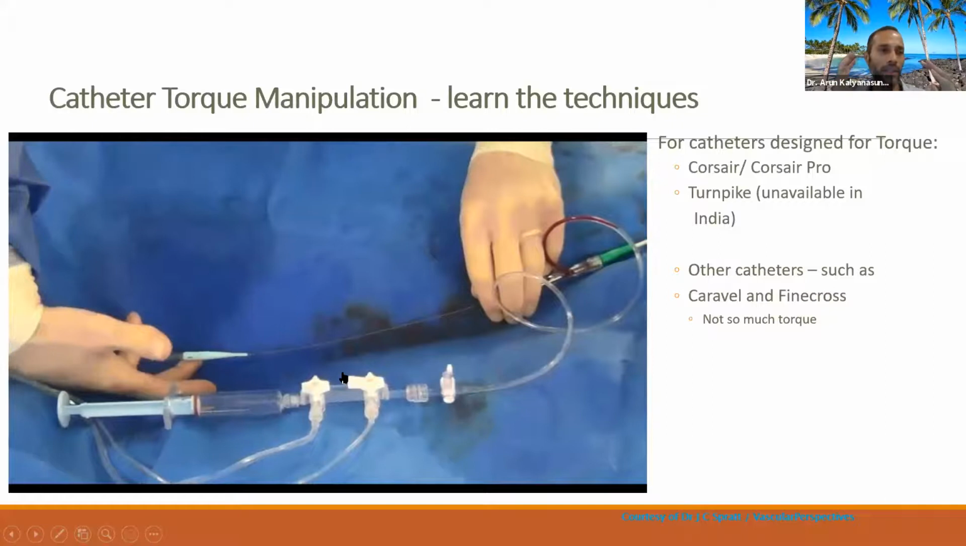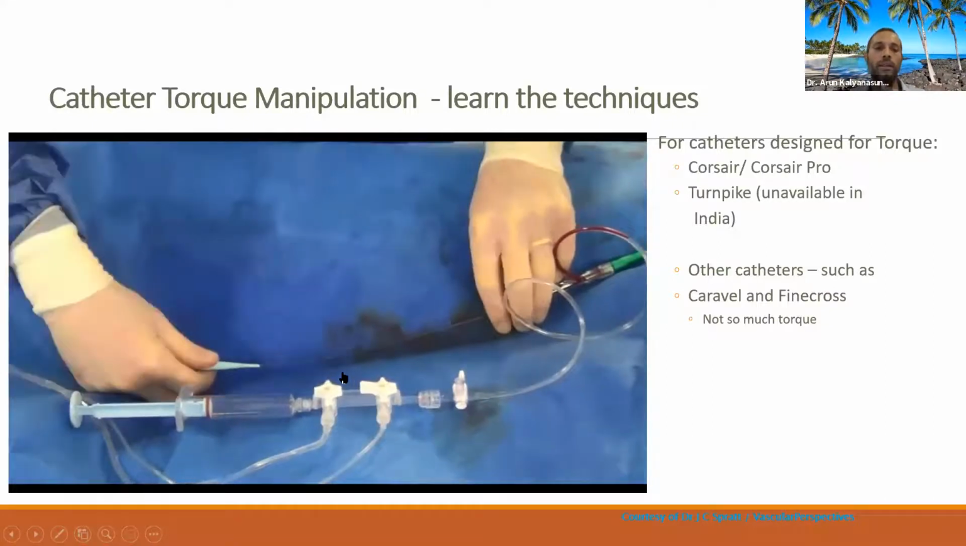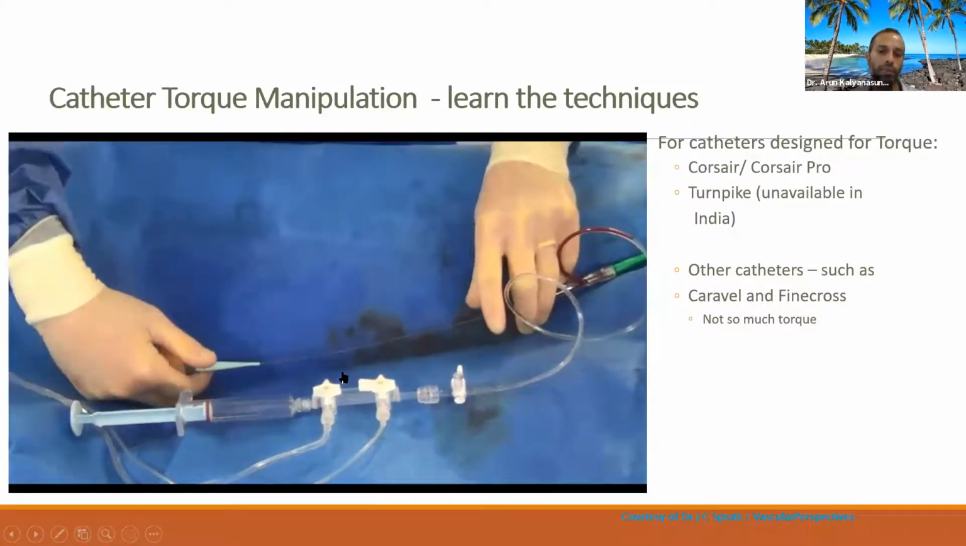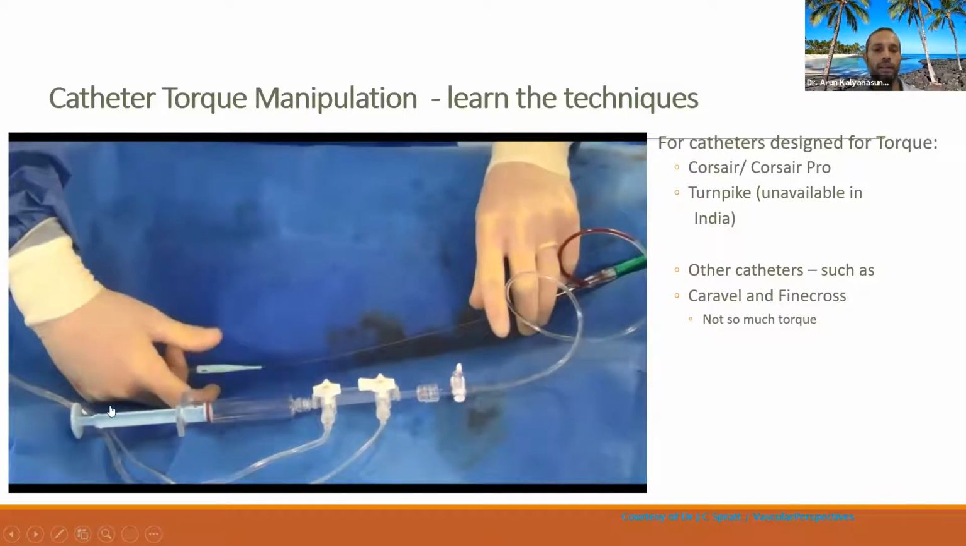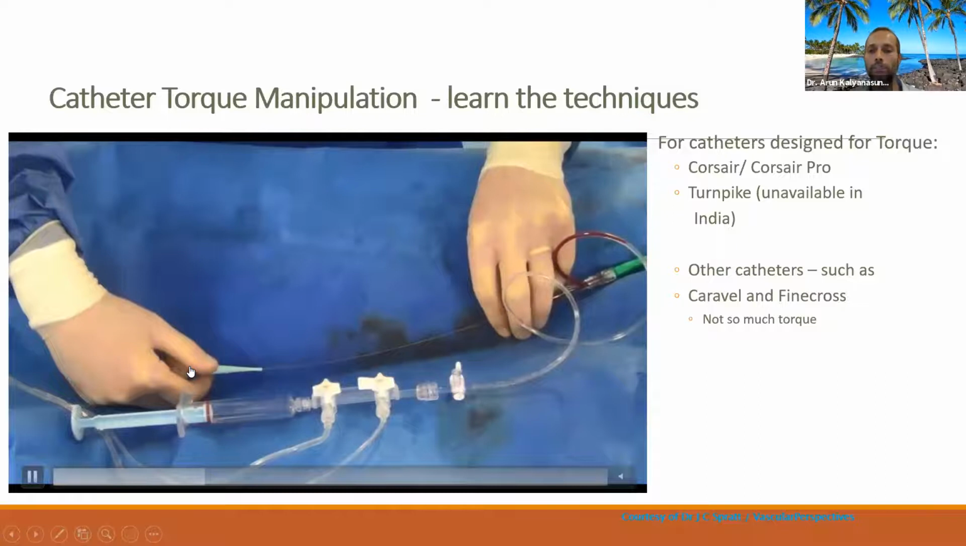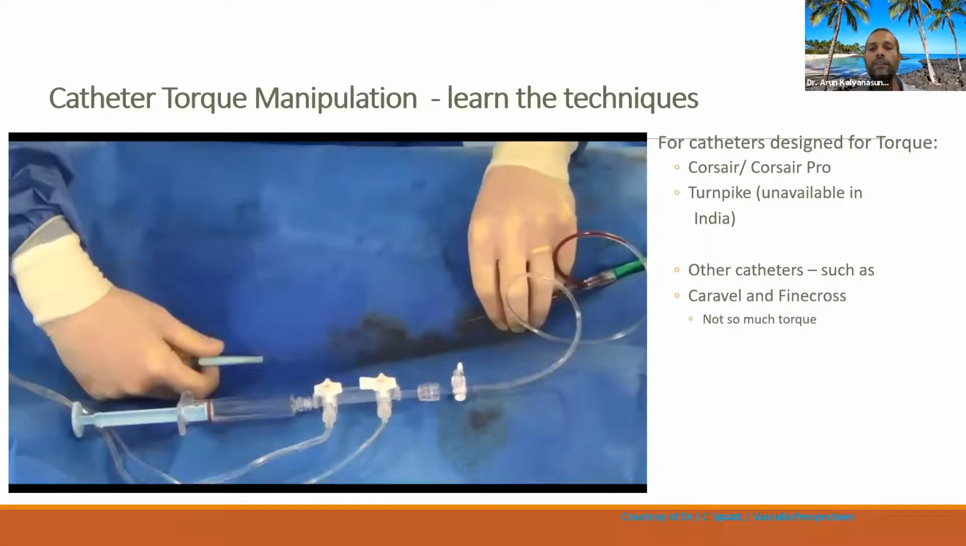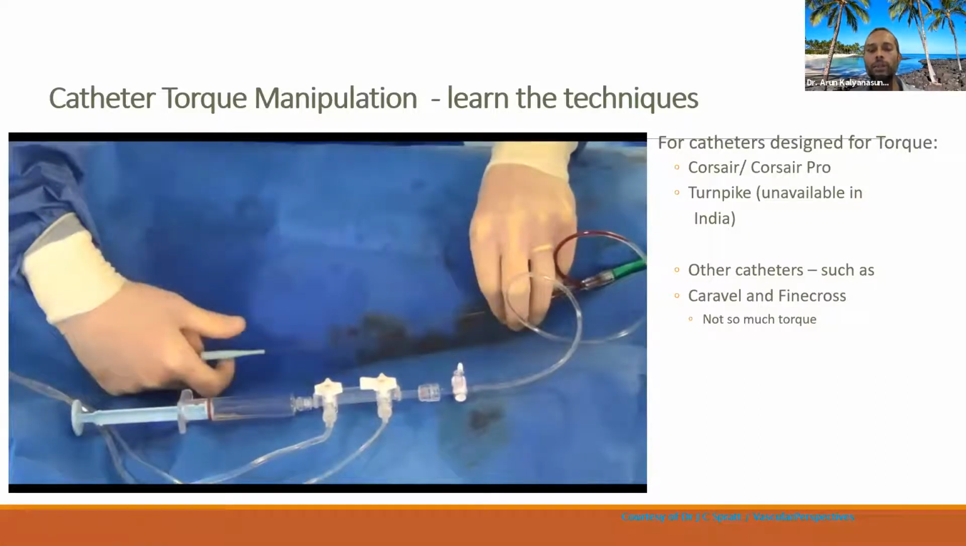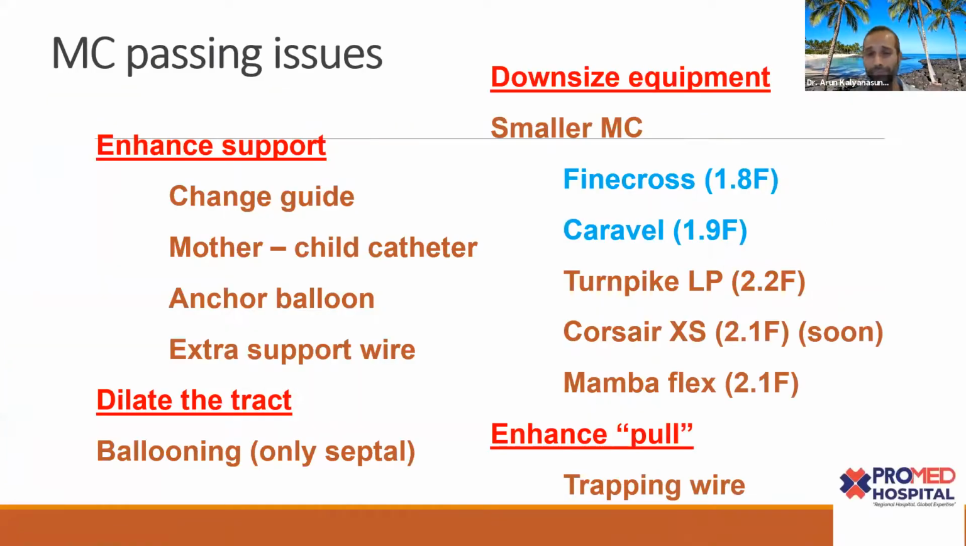You've got to learn. The very first thing is learn how to use different microcatheters. How do you use Corsair? As the fingers show, that's counterclockwise. Turnpike, better clockwise. Fine Cross and Caravel are typically push catheters. Again, you've got to know how to do these things.